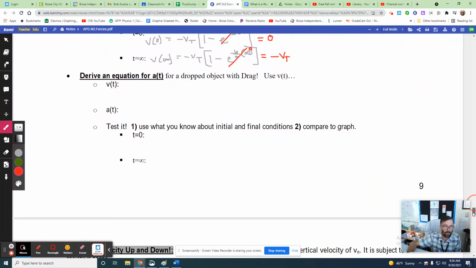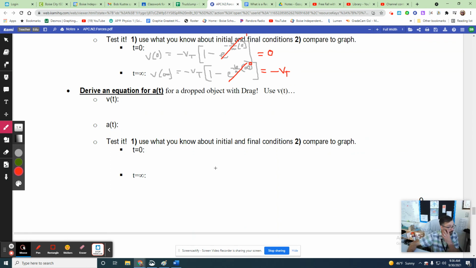Okay. All right. So the next thing we're going to do is figure out our acceleration equation. To get acceleration, we're just going to take the derivative of the velocity function. Let's write that out real quick. Here's our velocity function. We're going to take the derivative of this. We don't have to worry about this constant. We're going to take the derivative of 1, which is 0. And then we're going to take the derivative of this e function, which is pretty straightforward too.